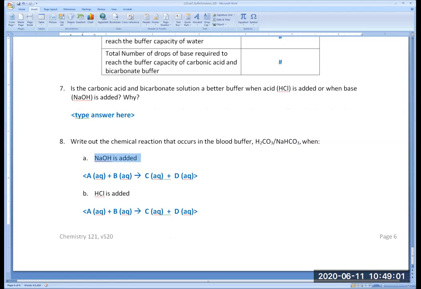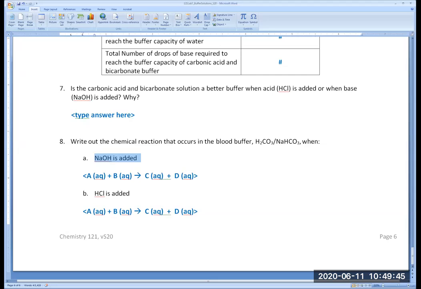So in the reactants here, the A and B, one of them will be NaOH. So NaOH will be either A or B. And then the other reactant has to be the weak acid, because this is a strong base, so it will react with the weak acid. So you want to have the weak acid as A or B here. And then you do the transfer of proton from the acid to the base, and you will find the conjugate acid and the conjugate base, which are C and D here, right? So that's how you want to do the chemical reaction.